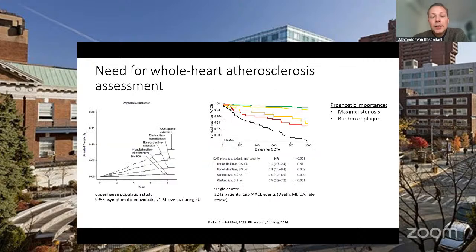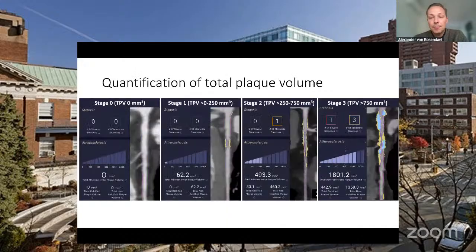So I think we need to look at the plaque burden, at all the plaque throughout the coronary tree, and there is evidence that it works best to combine it with stenosis. This is a very large cohort from Copenhagen, almost 10,000 asymptomatic individuals followed for years. There you see an interplay between the burden of plaque and whether it's obstructive or non-obstructive. Also in this paper, patients with extensive non-obstructive atherosclerosis have a similar risk as those with obstructive stenosis. So the amount of plaque together with the stenosis severity is what we need to look at.